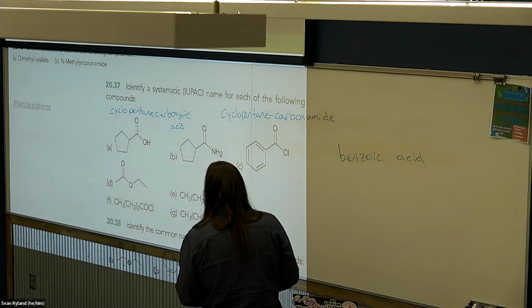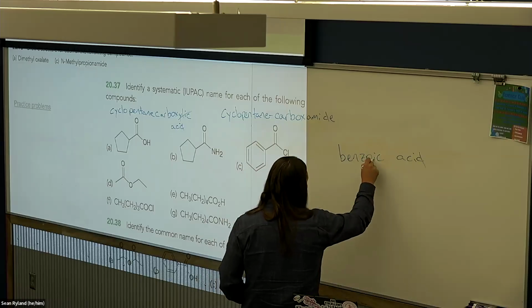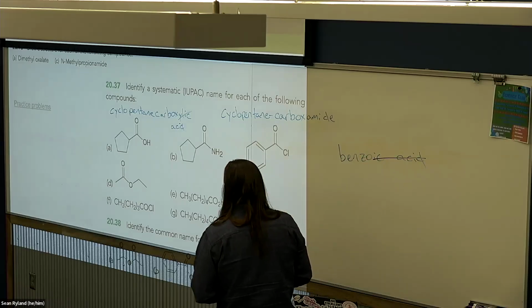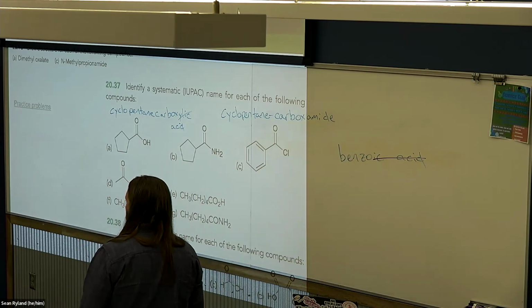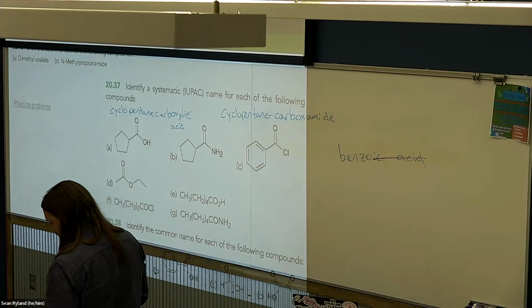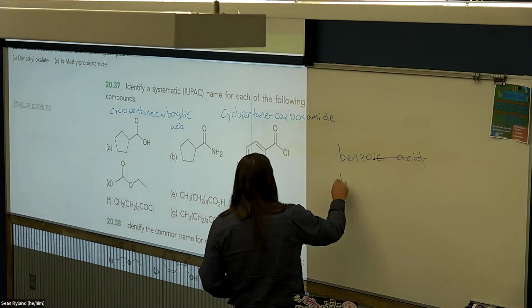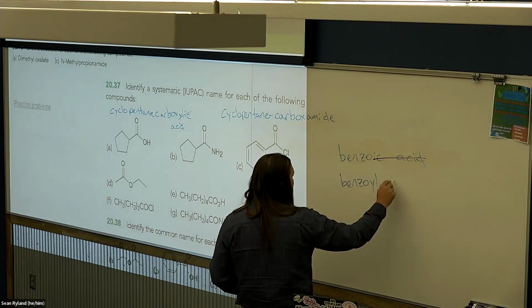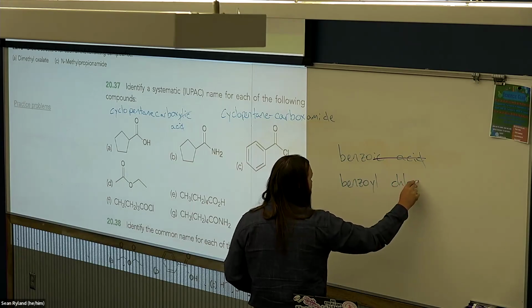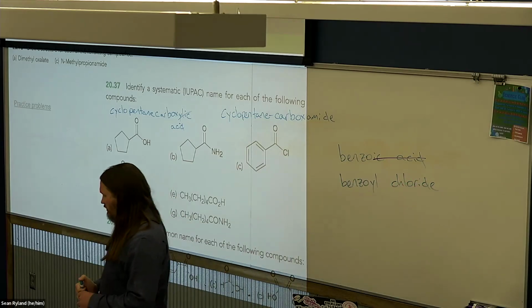The C would be benzoic acid if it was the acid. So we name it that way first. Drop the ic acid, you would put yl, chloride. So it'll be benzoyl chloride. Okay. Correct.